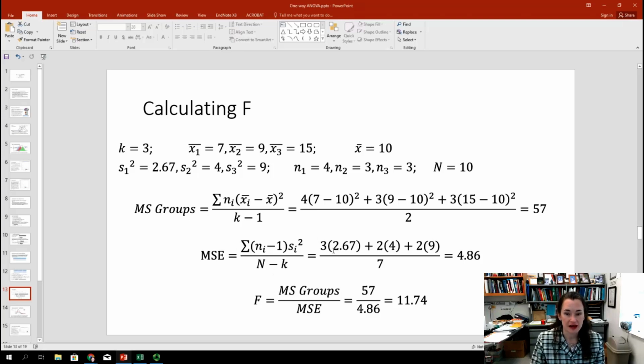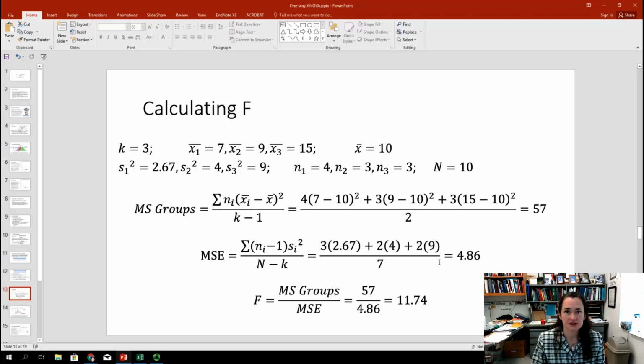So plugging into that, there's 4 minus 1, or 3, for that first part, and then the standard deviation squared, or the variance, for group 1 is 2.67. For group 2, it's 3 minus 1, or 2, times the standard deviation squared, which is 4. And then for group 3, 3 minus 1 again is 2, times the variance 9. So that's your numerator. And now you're dividing by N minus k.